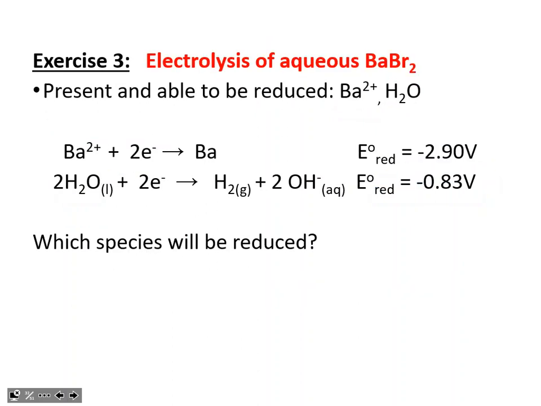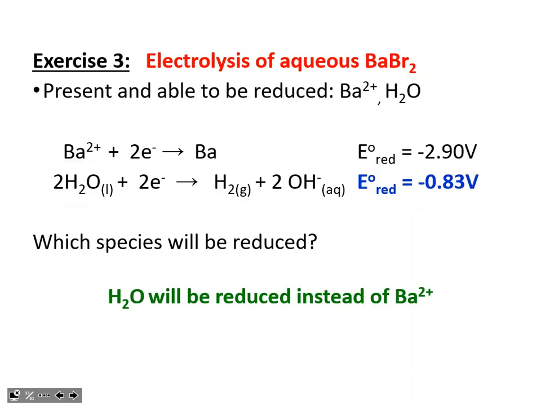In this particular case, let's look at barium bromide in comparison to water. If we took barium bromide and dissolved it, we would have barium ions and water possibly being reduced at the cathode. Which one out of these two is actually going to be reduced at the cathode? Is it going to be barium or water this time? It's going to be water because water has the more positive reduction potential. So if you really wanted to isolate barium, this would not be a good setup because you wouldn't be able to do it.